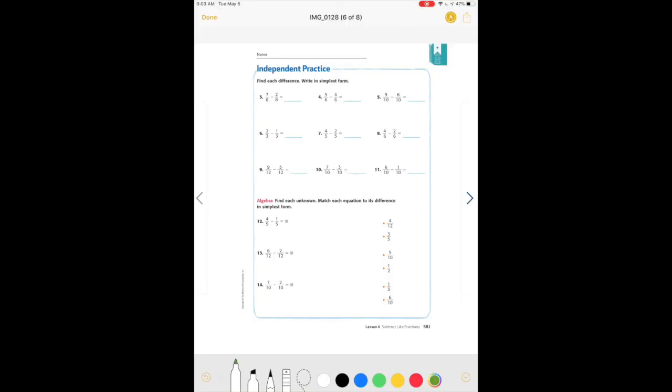All right, we are going over some of our independent practice problems. I'm only going to go over a couple of them, and then you can check the rest of them with the answer key that is on Canvas. All right, we are going to do 3, 6, and 9.